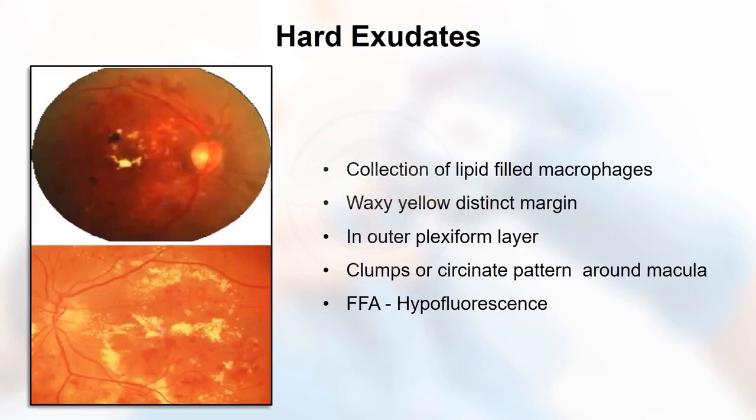Hard exudates. These are hard, those are soft. A collection of lipid-filled macrophages. Looks waxy, yellow, with distinct margin in the outer plexiform layer. Clumps or circinate pattern around the macula. In fundus fluorescein angiography, there is hypofluorescence. So these are clumps and circinate pattern around the macula, waxy yellow with distinct margin.